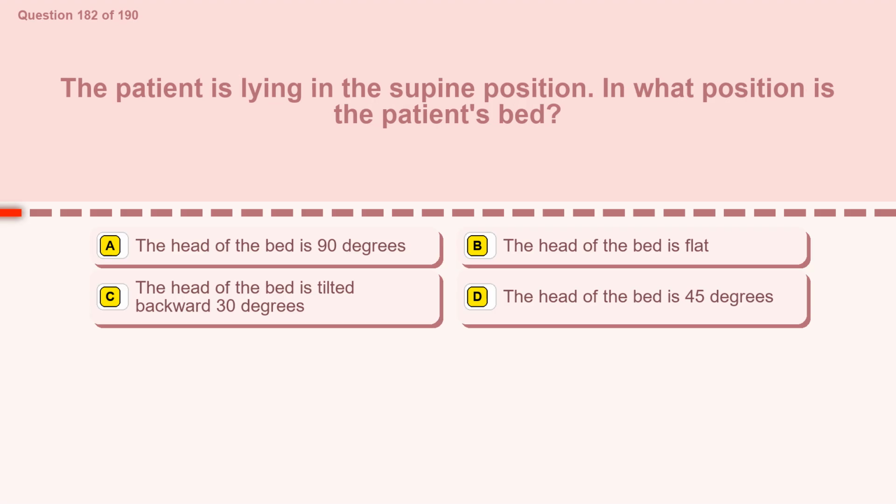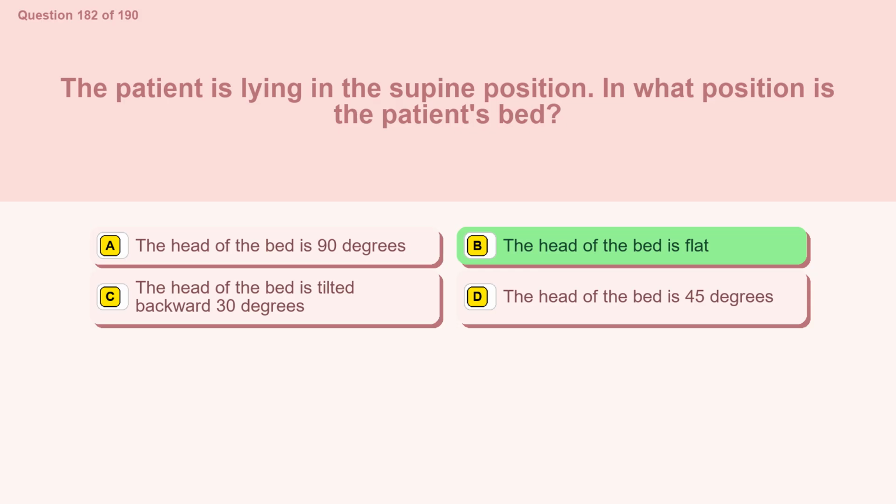Question 182. The patient is lying in the supine position. In what position is the patient's bed? Option A: the head of the bed is 90 degrees. Option B: the head of the bed is flat. Option C: the head of the bed is tilted backward 30 degrees. Option D: the head of the bed is 45 degrees.